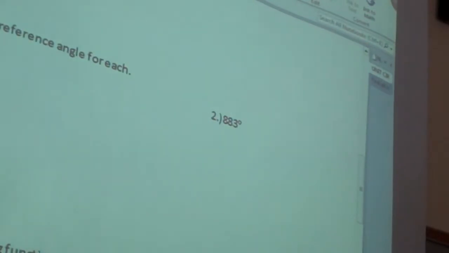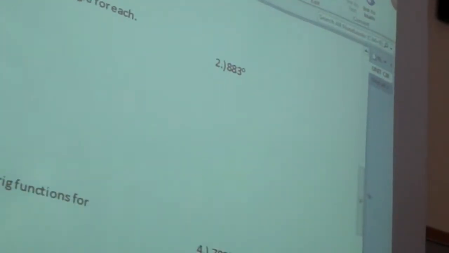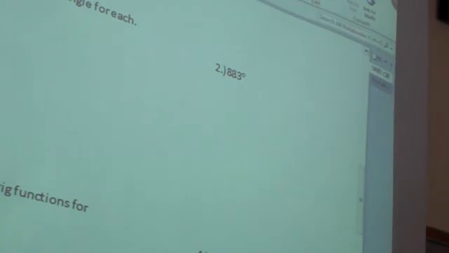Alright. So here's your unit circle. We'll come back to that in just a minute. I want to quickly talk about just a refresher of reference angle. We talked about this a couple days ago. I want to go over it.